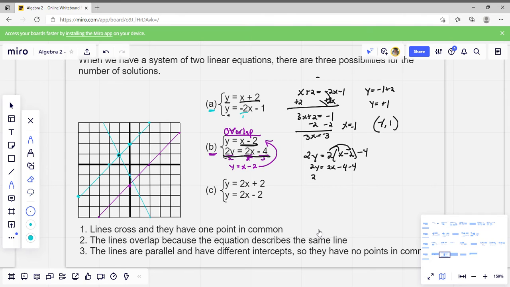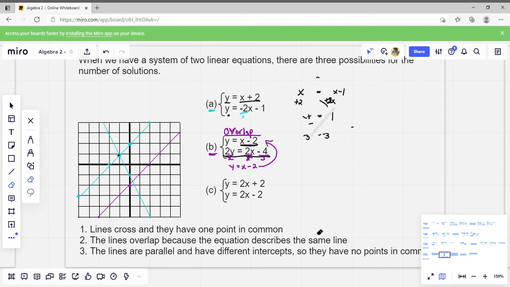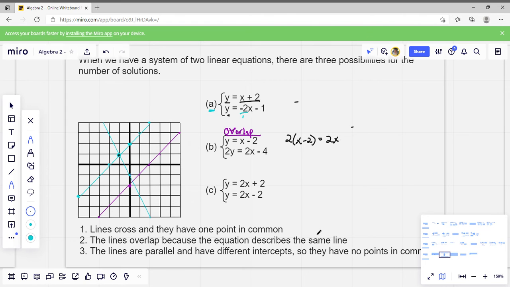Wait, did that wrong. Hang on. I need to sub it in the other side. And get rid of all this so I have more room. Alright, 2 times y, which is x minus 2, equals 2x minus 4. So I'd have 2x minus 4 equals 2x minus 4. You see how they're equal all of a sudden here?